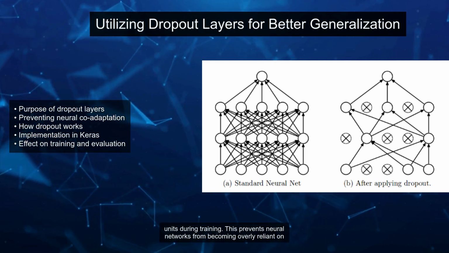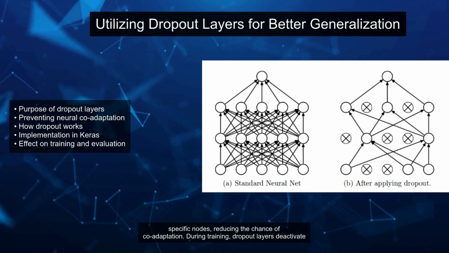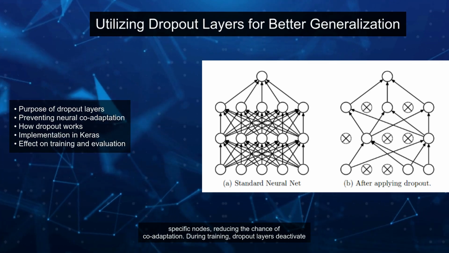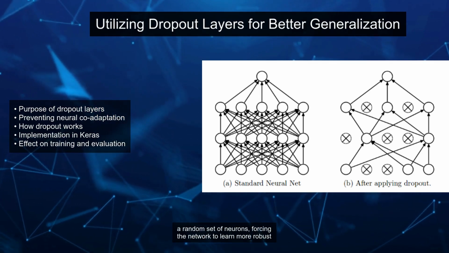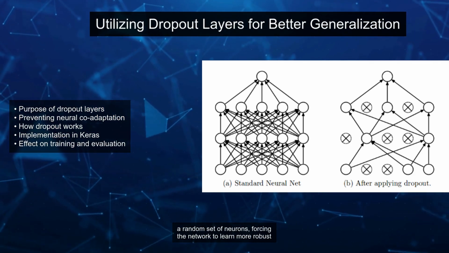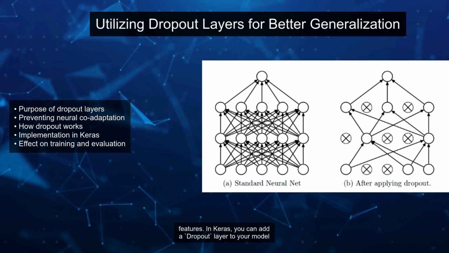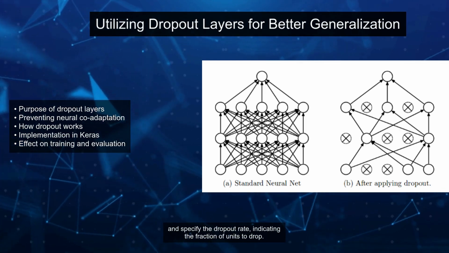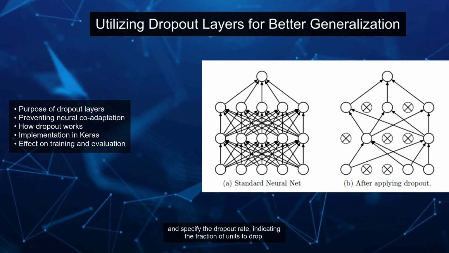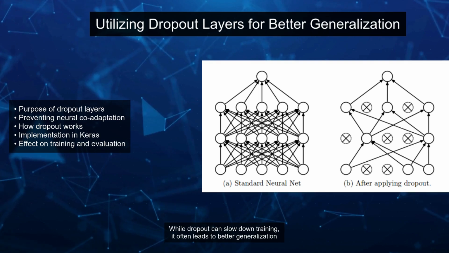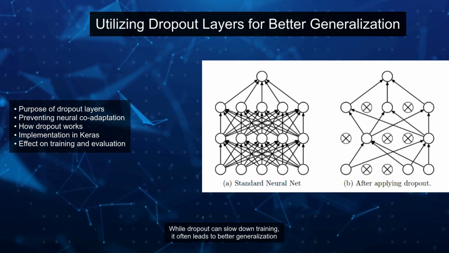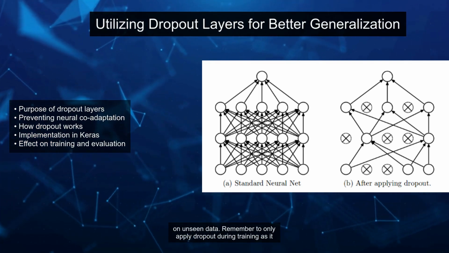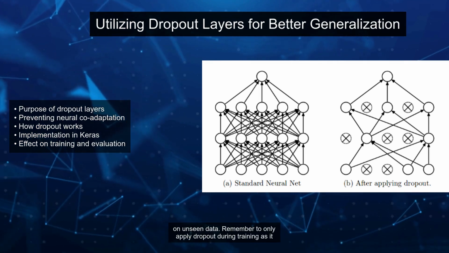This prevents neural networks from becoming overly reliant on specific nodes, reducing the chance of co-adaptation. During training, dropout layers deactivate a random set of neurons, forcing the network to learn more robust features. In Keras, you can add a dropout layer to your model and specify the dropout rate, indicating the fraction of units to drop. While dropout can slow down training, it often leads to better generalization on unseen data.